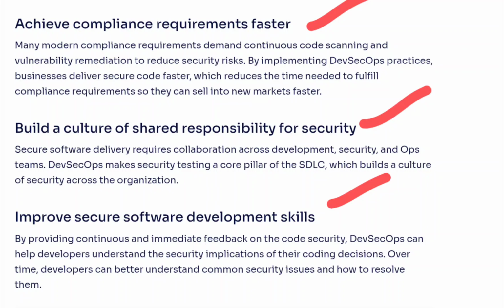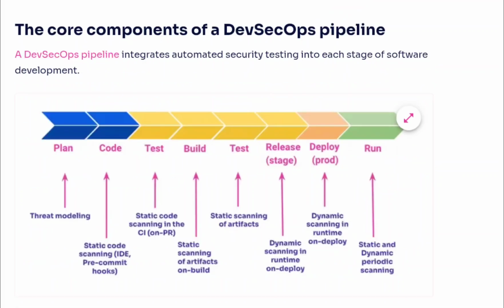It is quite interesting. By providing continuous and immediate feedback on code security, DevSecOps can help developers understand the security implications of their coding decisions, especially. Over time, developers can better understand common security issues and they can definitely resolve them themselves. And these are some goals of DevSecOps.